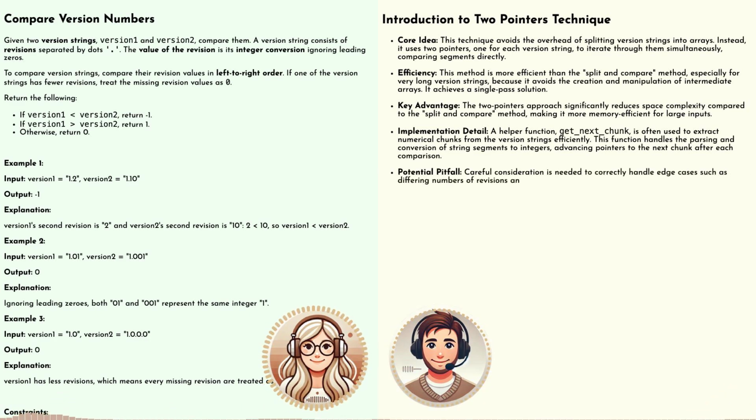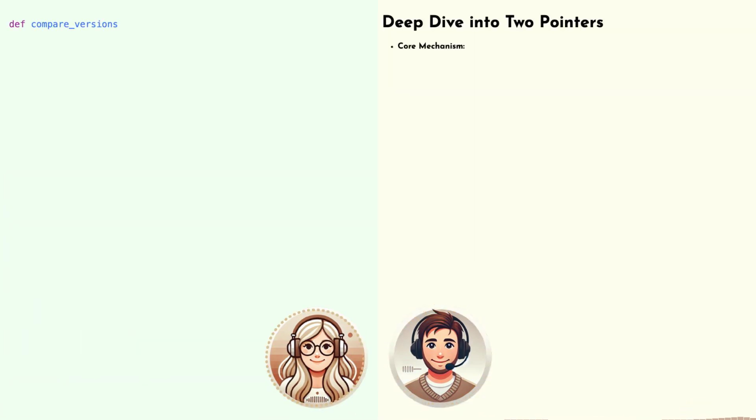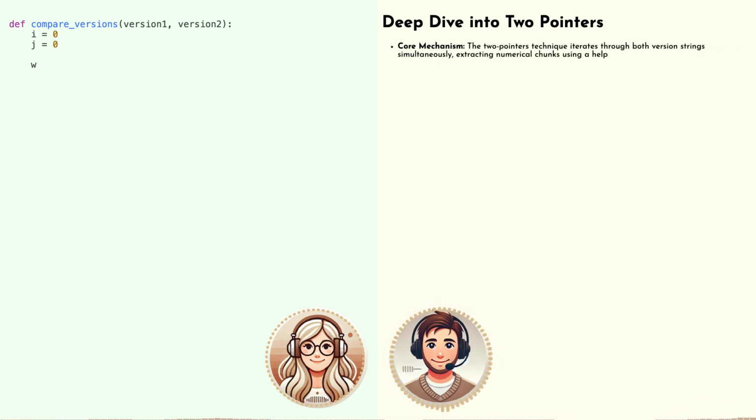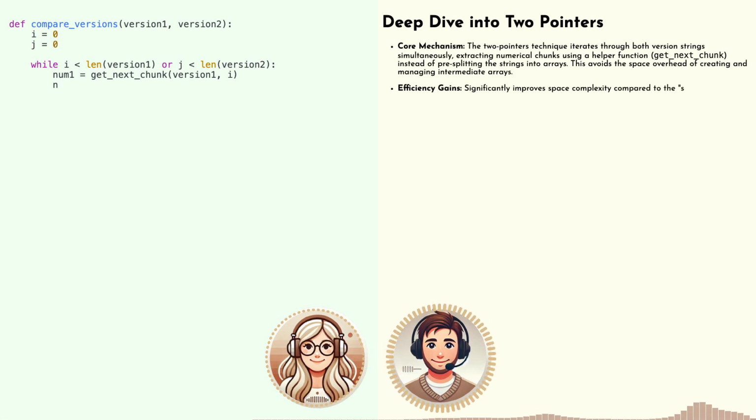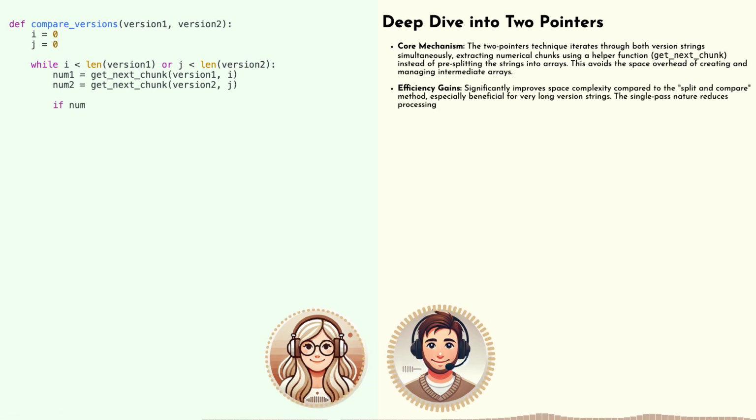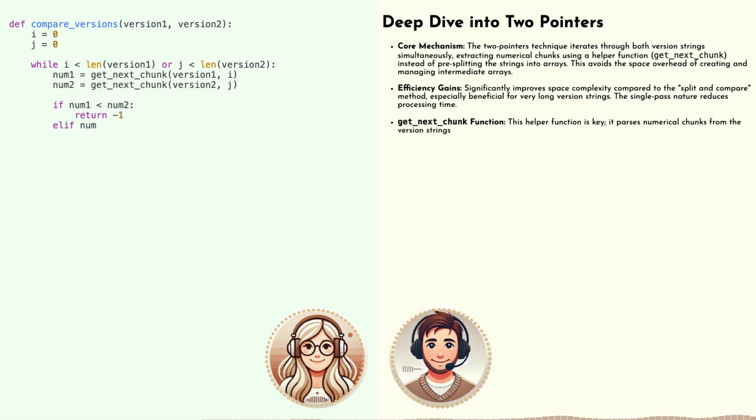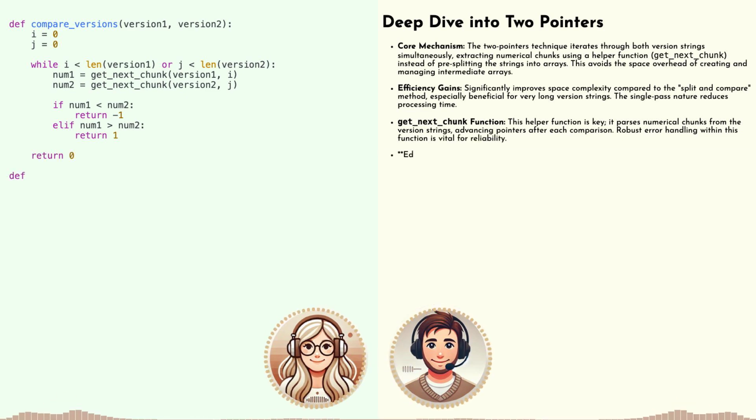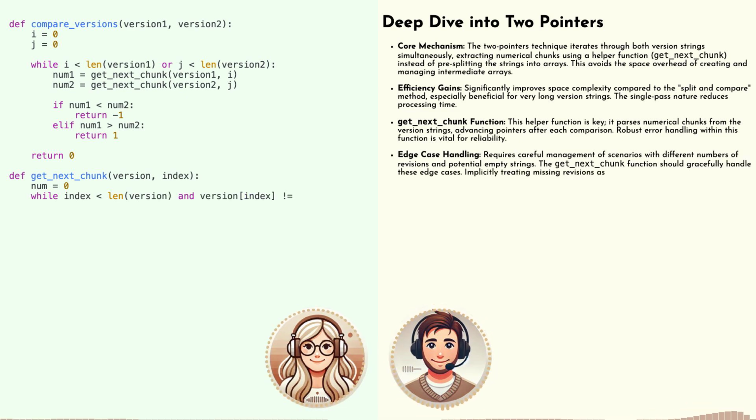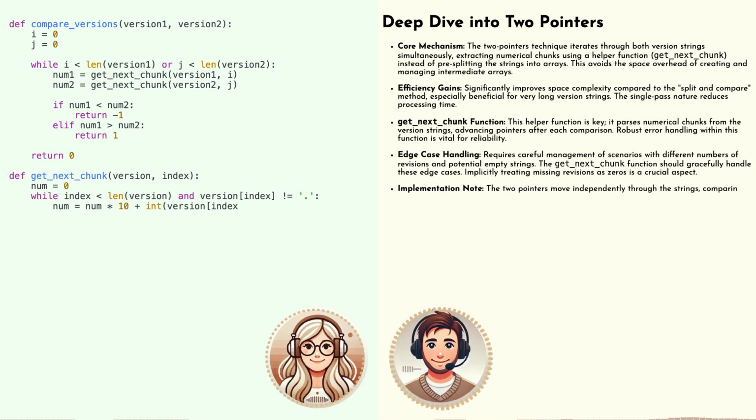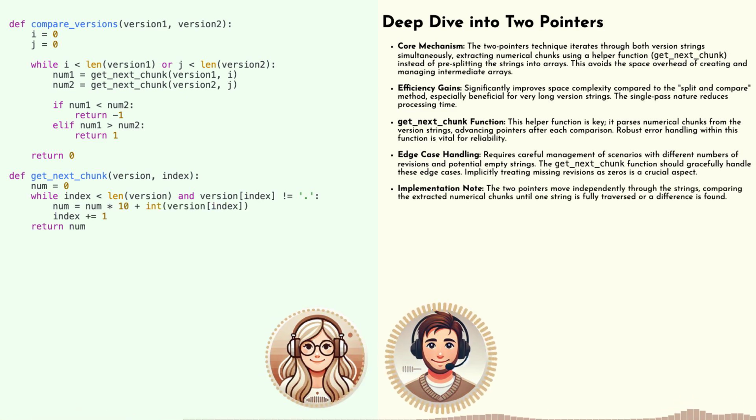Gotcha. That's simple and easy to grasp. But I have a feeling there's probably a more efficient way to do this, especially with those really long version strings. Oh, you read my mind. That's where it gets really interesting. Let me give you a hint. What if, instead of breaking down the entire string from the start, we could compare segments on the fly as we encounter them? I think I see where you're going with this. Sounds like we need some pointers. You got it. That brings us to the two pointers technique, which is a much sleeker and more efficient way, especially when you're dealing with massive version strings.